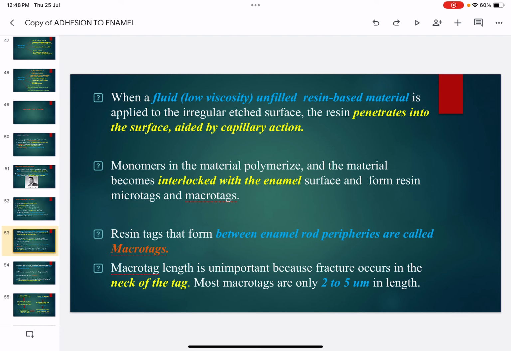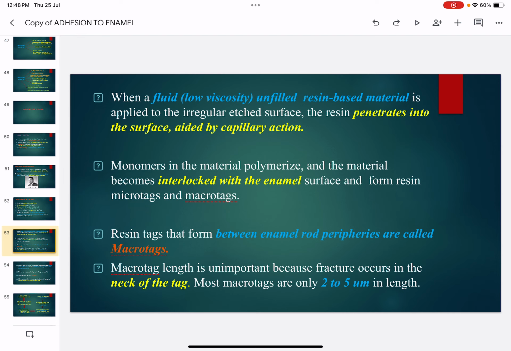After acid etching, the next step is application of bonding agent. Bonding agents are basically unfilled resins. So when a fluid unfilled resin is applied to an etched surface, the resin will penetrate into the surface with the help of capillary action.